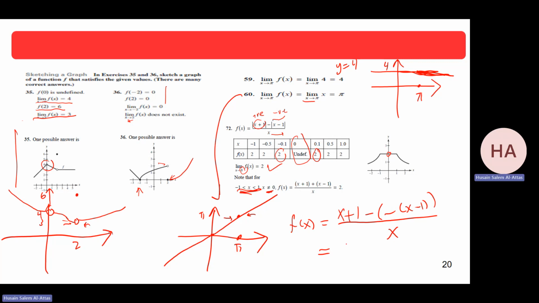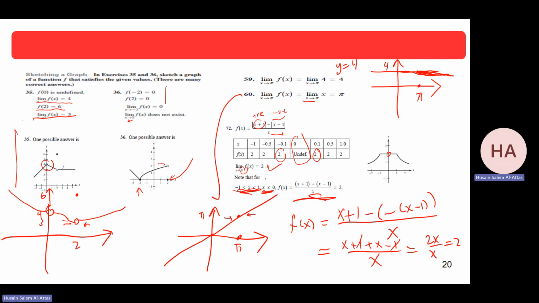This is minus minus, so it will be x plus 1 plus x minus 1 over x. Cancelled, you have 2x over x, but x is not equal to 0. So this will be 2x over x, which is 2. This is what he meant.